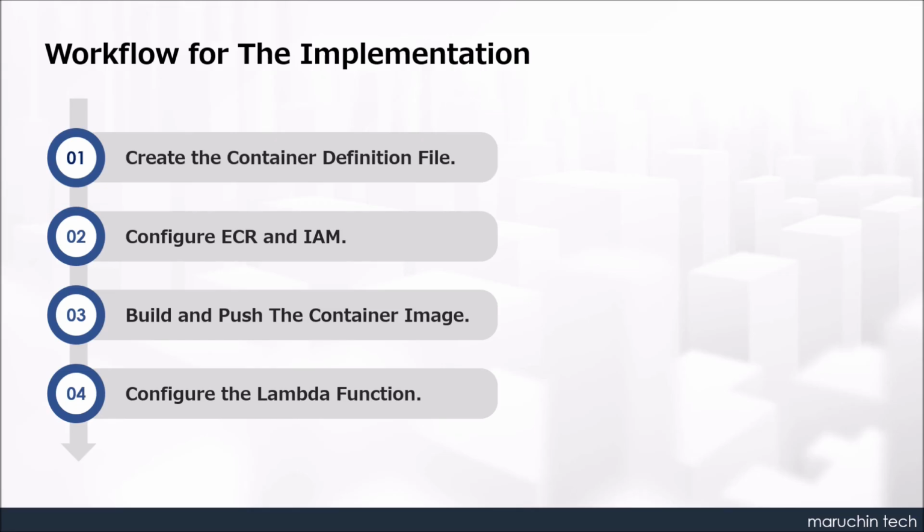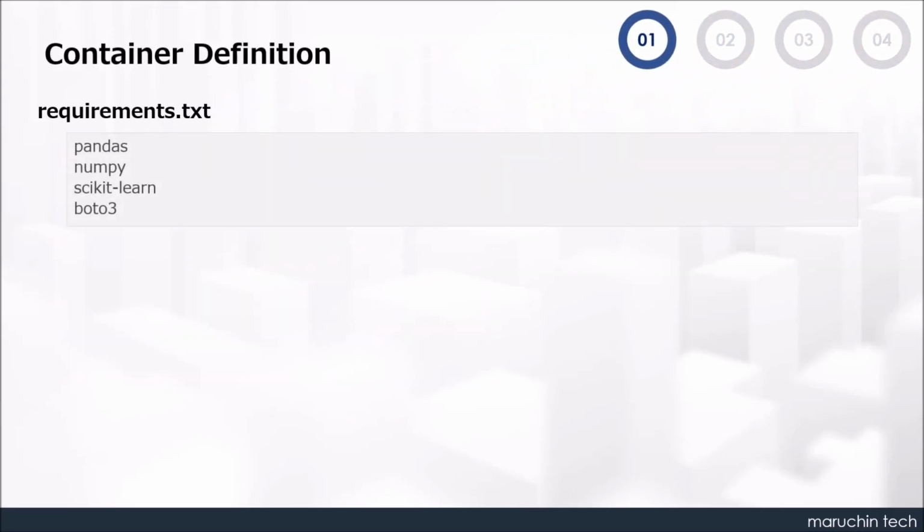Let me introduce a few key points about the configuration before we start. First involves creating the container definition file. Here, we list the necessary libraries. Boto3 is the Python library used to interact with AWS resources, while the others are for our AI logic. One point of caution: for compatibility reasons, you may need to specify the exact versions for some libraries. I have summarized the details in the troubleshooting section.